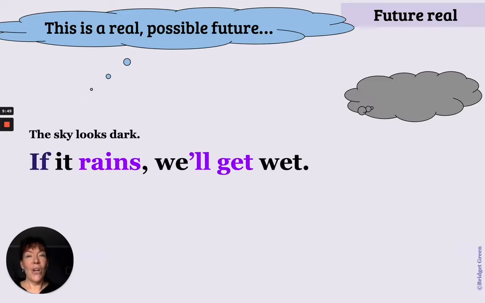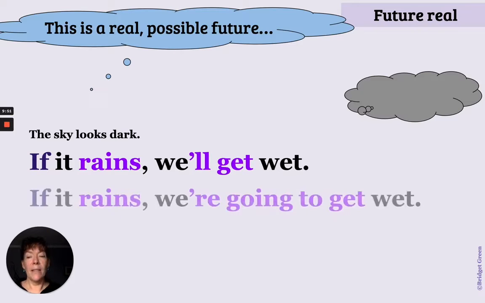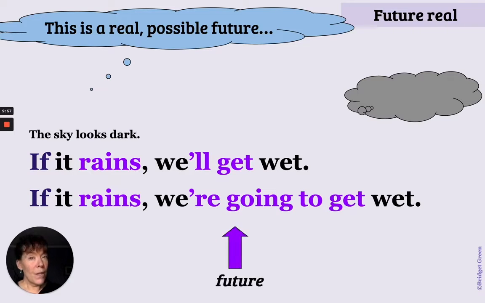Remember, the sky looks dark. If it rains, we'll get wet. We can also say, if it rains, we're gonna get wet. Both of these are future, and both of these are possible. They are correct here.